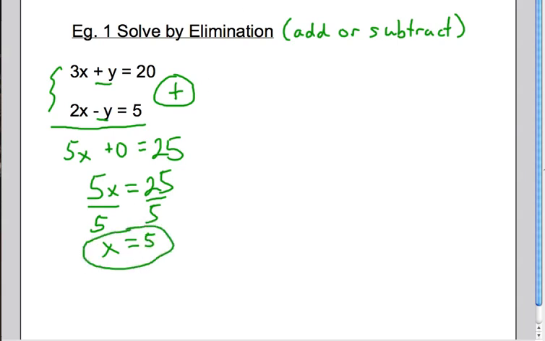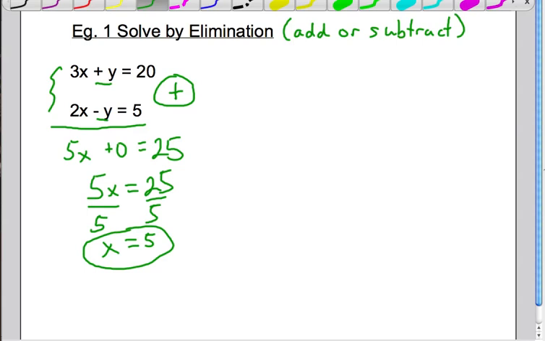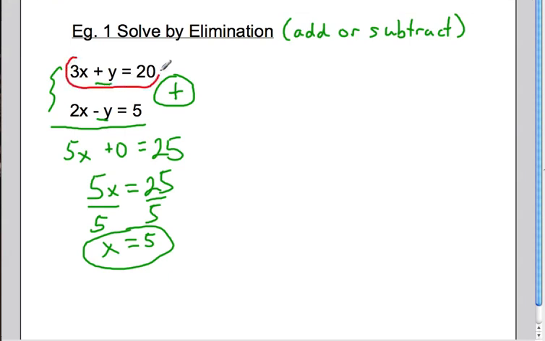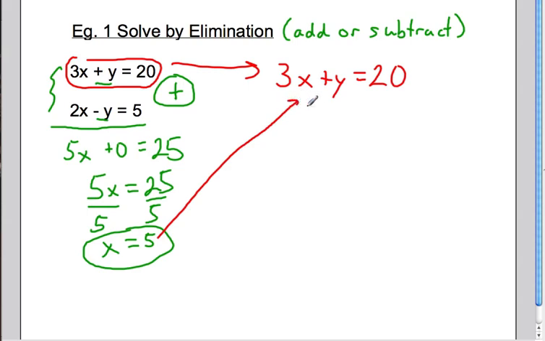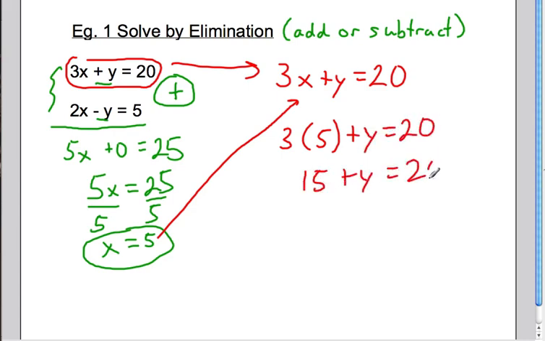So that's half of our answer. We need to find the y value now. So we can take either one of these equations and solve for y. I'm going to take the first one just because it's positive y. 3x plus y equals 20, and we already know the x is 5, so we're going to substitute that in. And we're going to have 3 times 5 plus y equals 20, 15 plus y equals 20. And one last step, we get y equals 5.